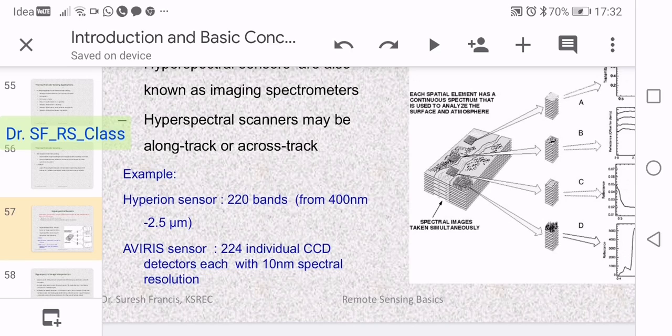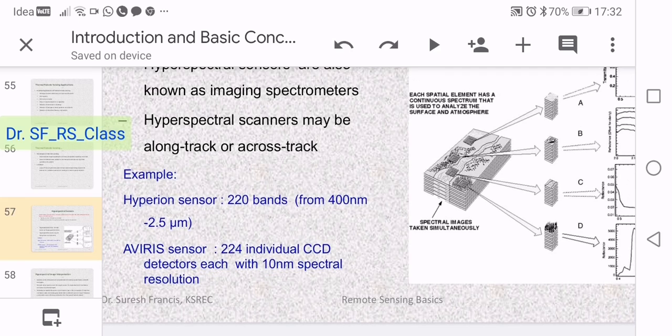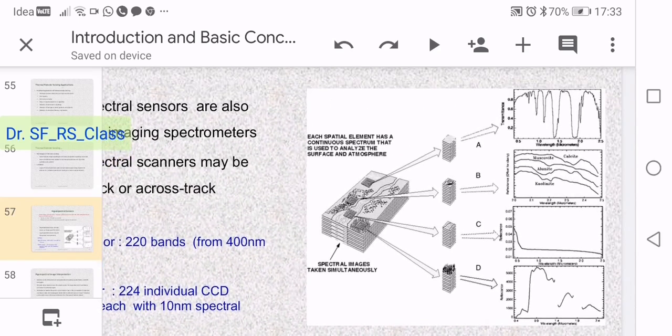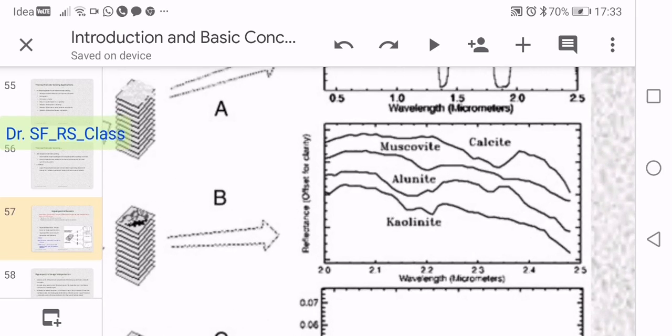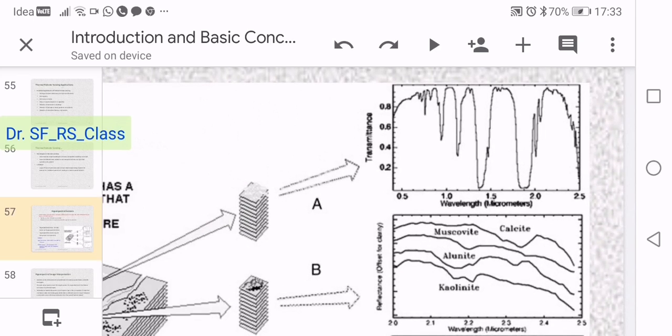As shown in the figure, for each location we can have spectral curves like this, and we will be able to identify individual minerals: calcite, muscovite, alunite and kyanite. So the characteristic composition of the rock and individual mineral identification, mineral mapping, can be done with the help of hyperspectral.